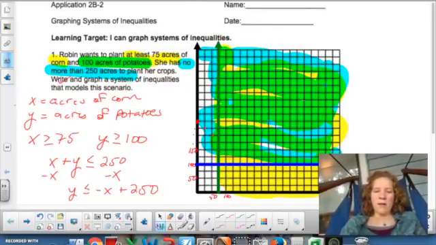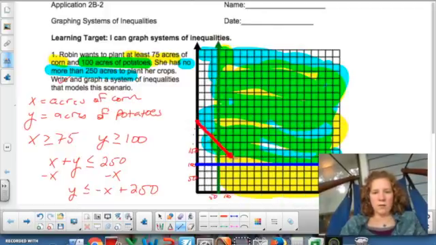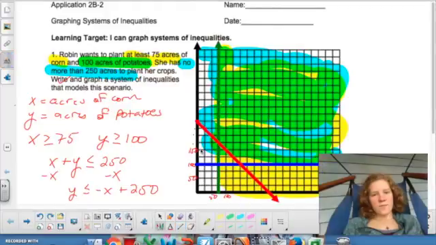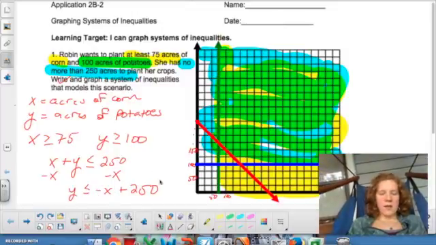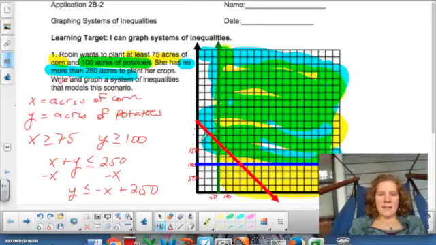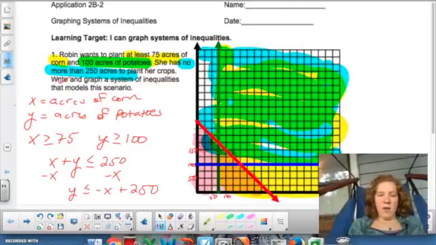Now I'm ready to draw my line. Again, this is equal to, so it gets to be a solid line. I'm going to start here and go down. Now we're just ready to shade it. This says y is less than or equal to negative x plus 250, so I'm shading all the values where y is less than this line. That's going to be this area down here. So the solution that models this scenario is going to be right here.